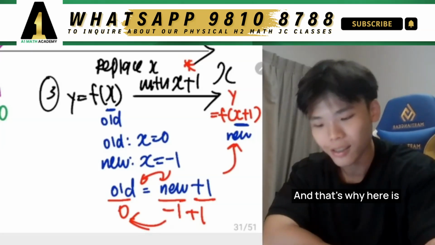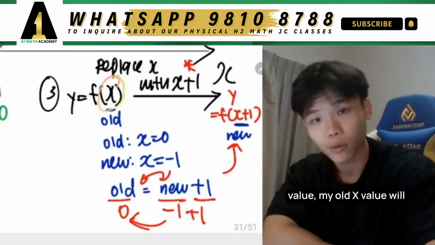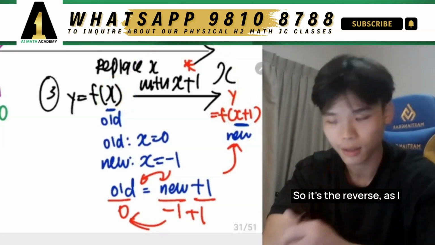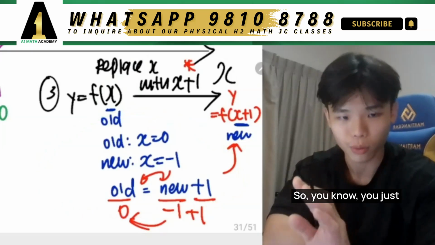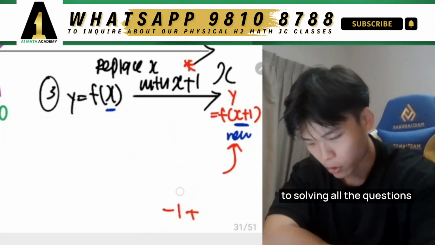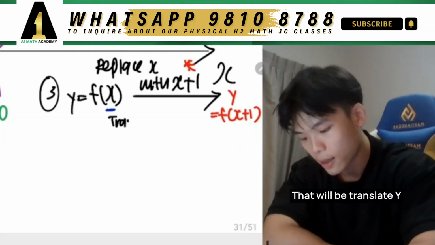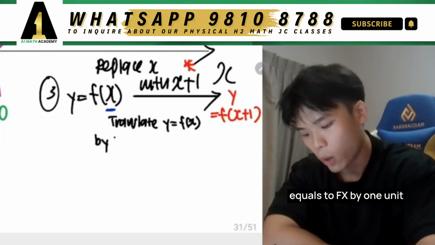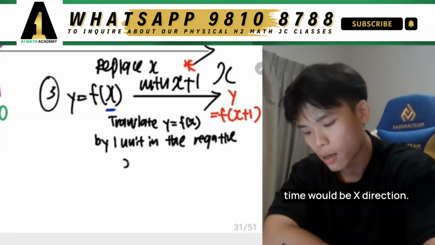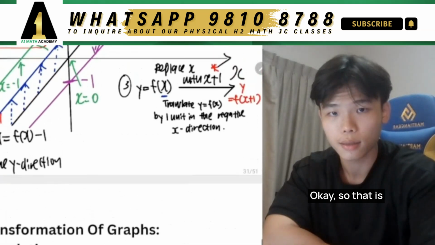And that's why here is plus 1, because when I translate it this way, my old x value will now be this value plus 1. So it's the reverse, as I illustrated over here. You just got to get used to this, and you'll be well on your way to solving all the questions associated with this. So the description is the same: translate y equals f(x) by 1 unit in the negative x direction. Okay, so that is basically it for that.